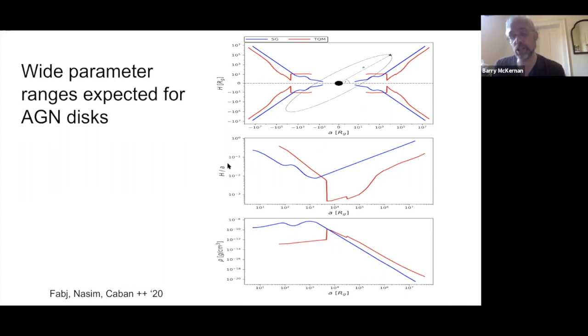The aspect ratio of disks, so the height of the disk versus the distance from the supermassive black hole, that's another parameter that people often use with these systems. You're talking 2 to 3 orders of magnitude that you can play with just between these two models. So, this is a problem. These things are not terribly well constrained.